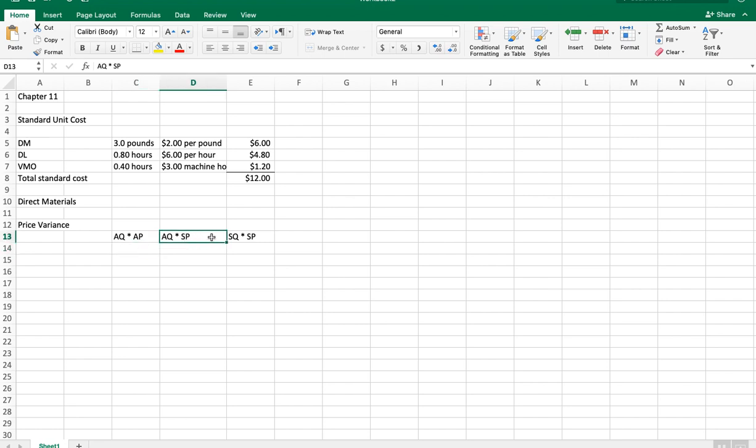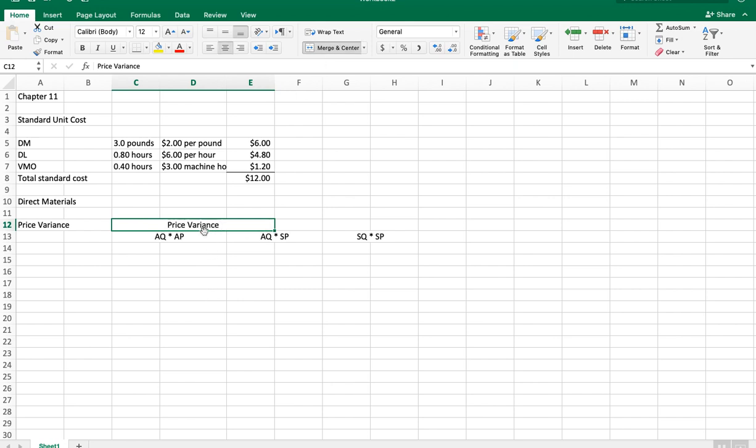So my actual quantity, and I'm going to go ahead and move these over so I can show you what I'm doing here. Sometimes when you do it this way, the whole thing makes so much more sense. Okay, so I'm looking at my direct materials, and this right here is going to be the price variance.